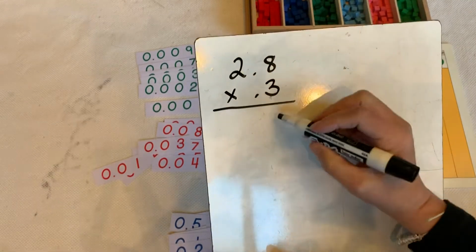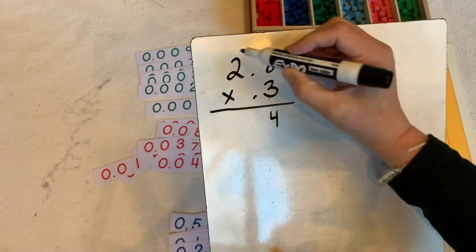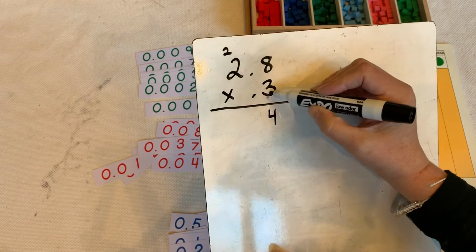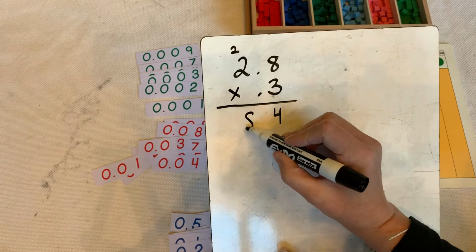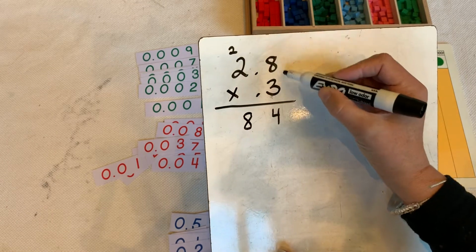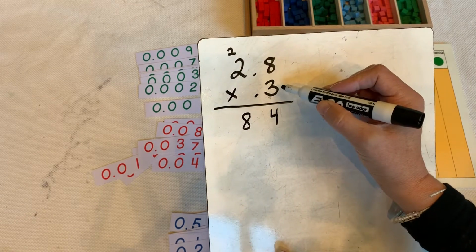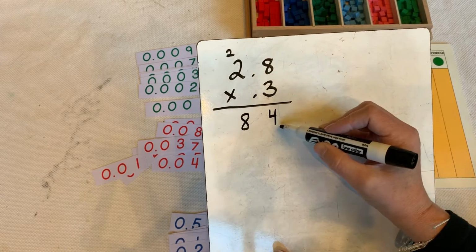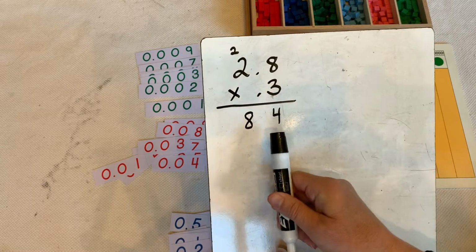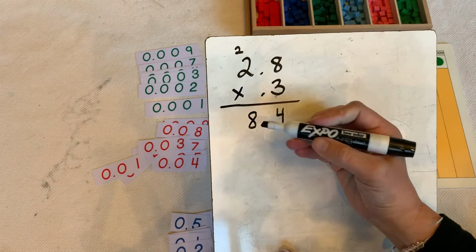3 times 8 is 24. We carry the 2. 3 times 2 is 6, plus 2 is 8. There are two numbers to the right of the decimal point, which means we will count over 2 and place our decimal point. 1, 2.